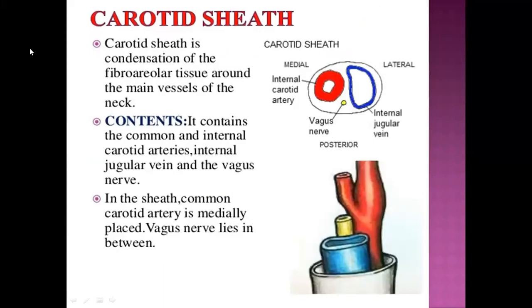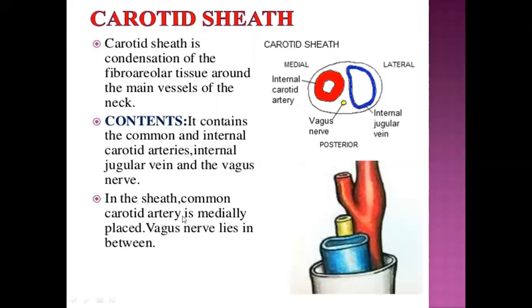So the carotid sheath is a condensation of the fibroareolar tissue around the main vessels of the neck. Okay, so this is the carotid sheath. Contents: it contains the common carotid artery, this is the common carotid artery, and this is the external and the internal carotid arteries, and the jugular vein, this is the jugular vein, and the vagus nerve, this is the vagus nerve.